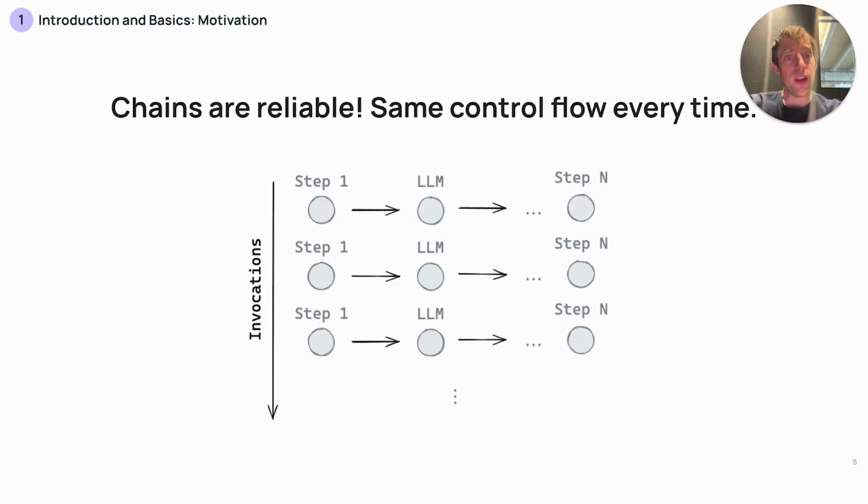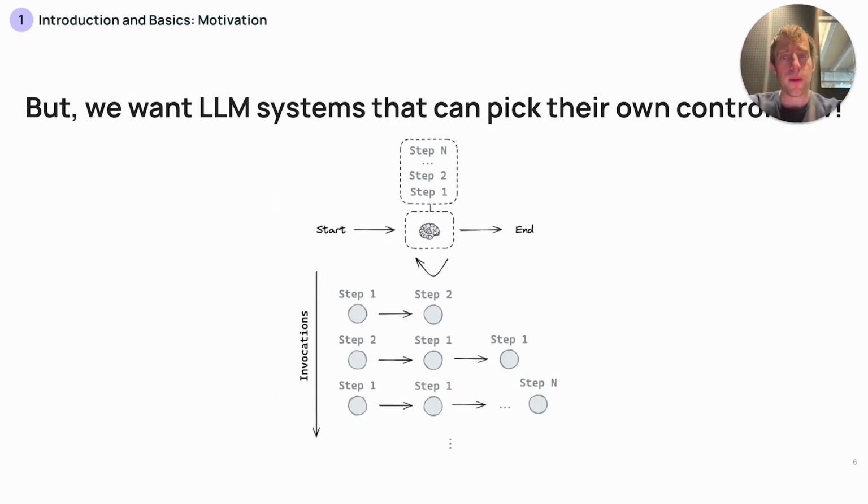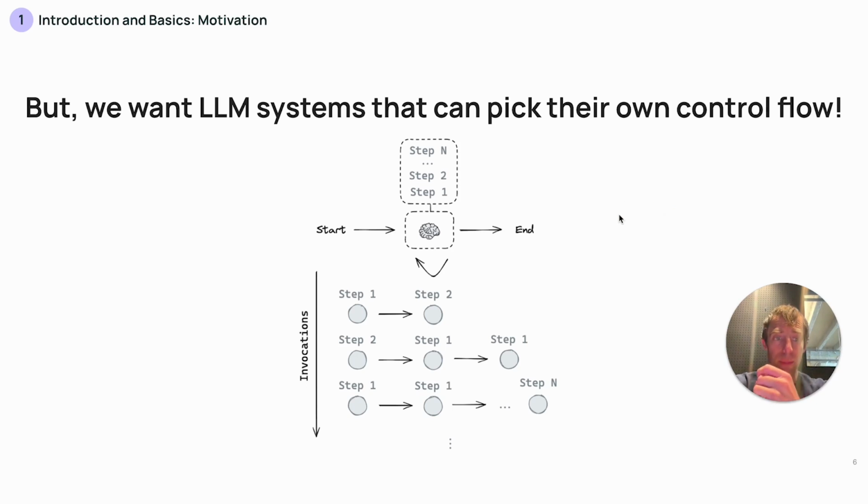Now, the nice thing about chains is they're reliable. They'll follow the same set of steps every time you run them, and that's desirable for lots of applications. But there are cases where we want an LLM to be able to choose its own control flow or pick the set of steps to run in order to solve a problem. So you may want some applications that are adaptable. Let the LLM choose what to do depending on the nature of the problem.